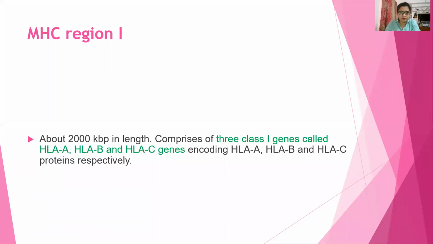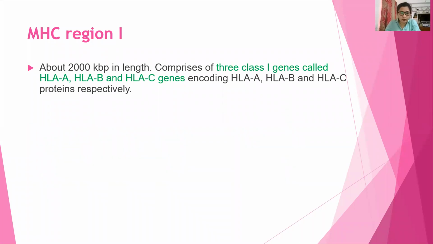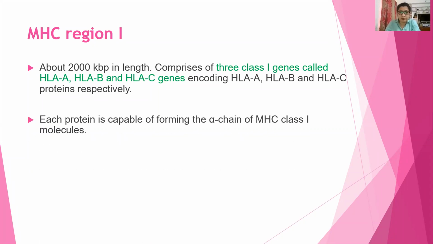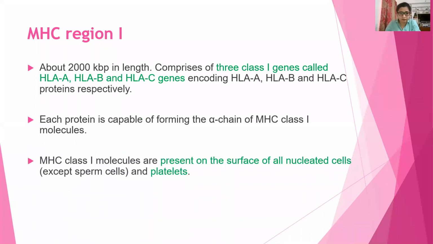MHC region 1 is about 2000 kbp in length, and it comprises 3 class 1 genes called HLA A, B and C genes, encoding the HLA A, B and C proteins respectively. Each protein is capable of forming an alpha chain of MHC class 1 molecules. MHC class 1 molecules are present on the surface of all the nucleated cells and platelets, and they present the peptide antigen to CD8 positive T cells, cytotoxic T cells.